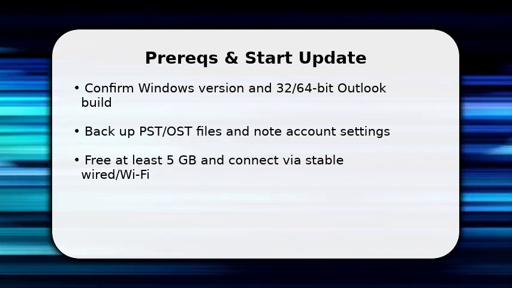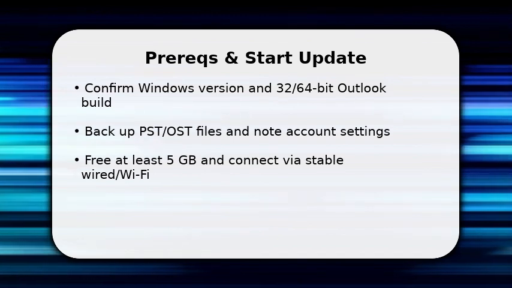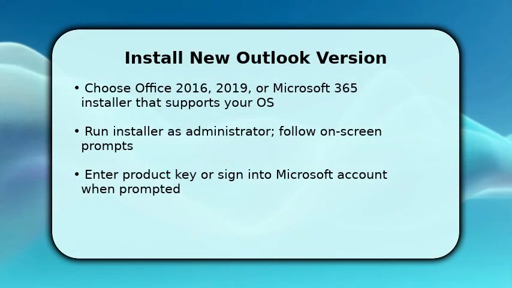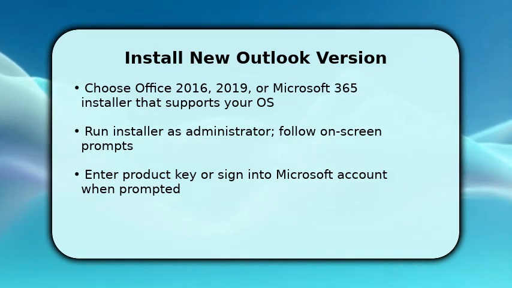Now, open Control Panel, go to Programs and Features, and uninstall Office 2007 if you plan a clean install. Otherwise, you run the new Office installer as administrator to avoid permission errors. This ensures all components update correctly.